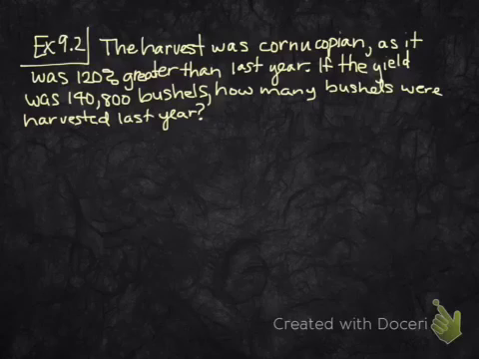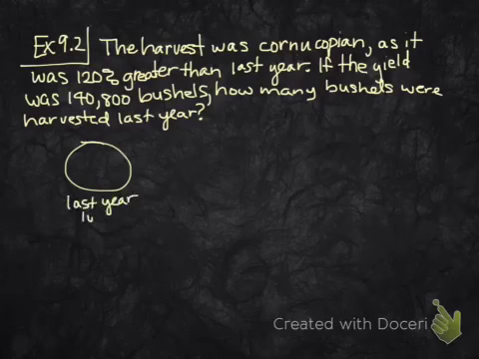Okay, let's do another example. The harvest was cornucopian as it was 120% greater than last year. If the yield was 140,800 bushels, how many bushels were harvested last year? There's a word in here that should be a signal, a red flag that stands out, and that is the word greater than, which we'll talk about in just a second.